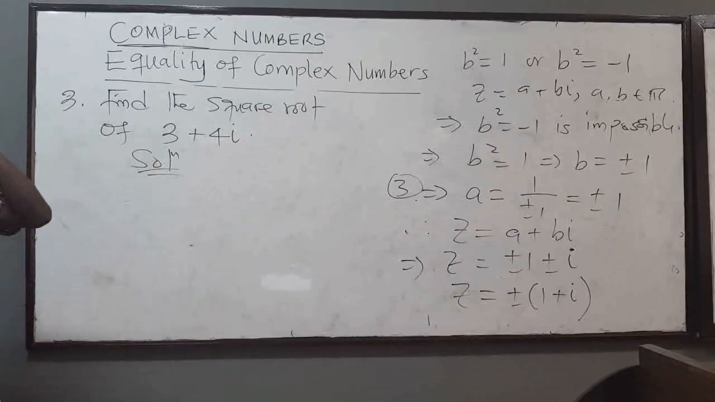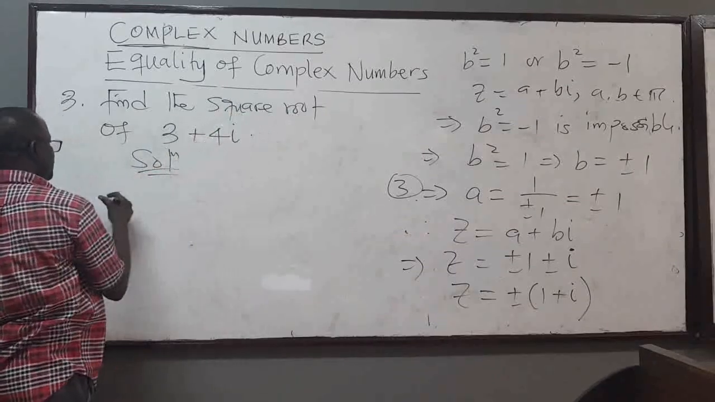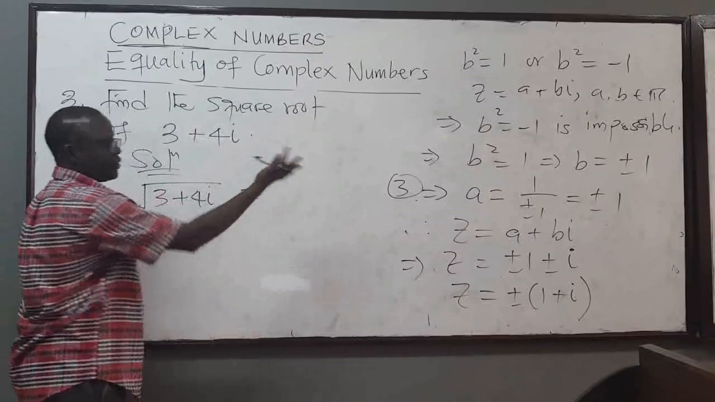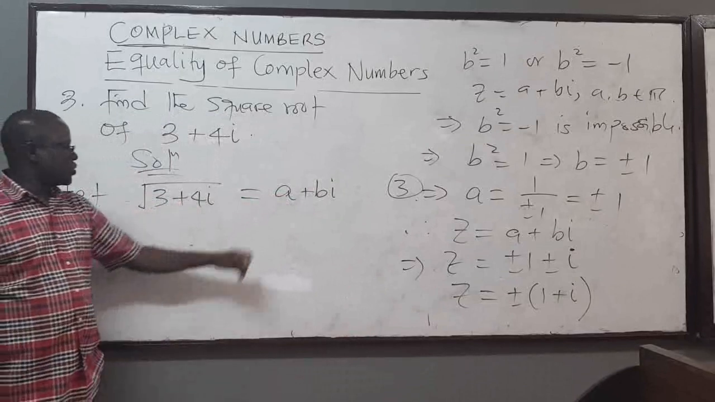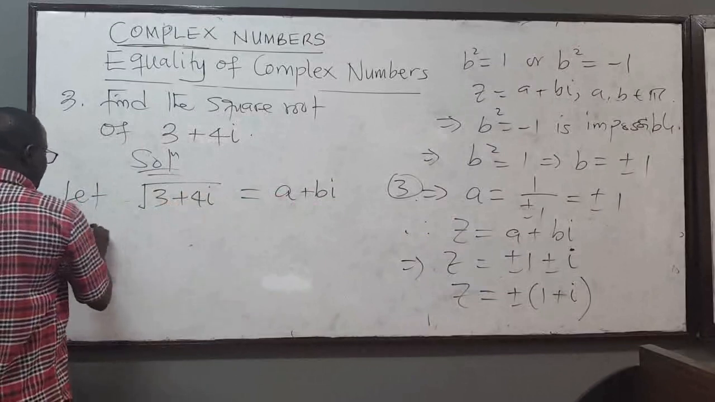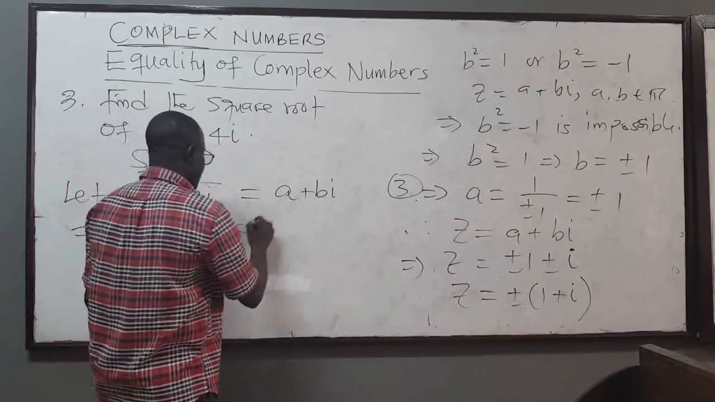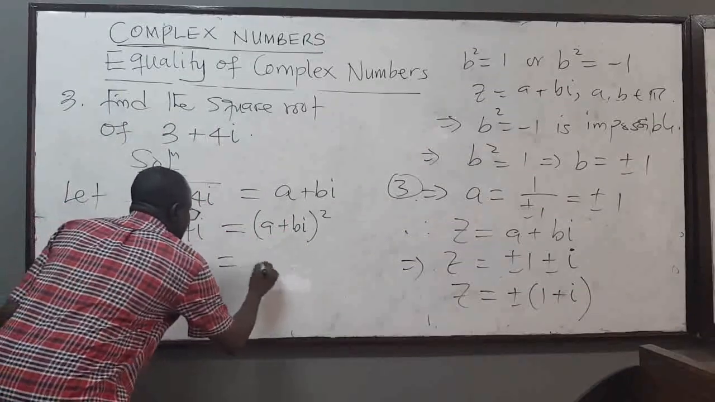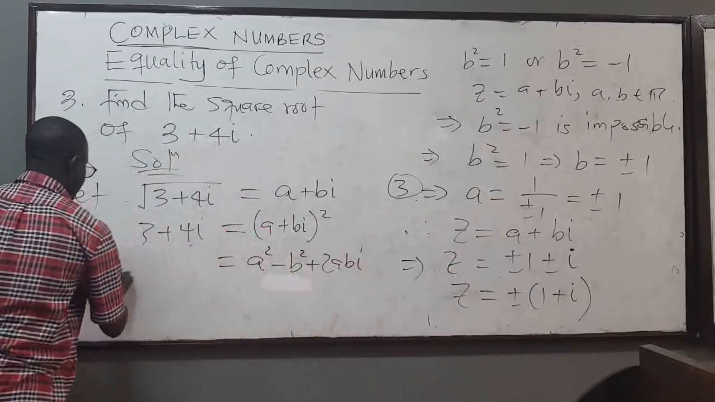Again, we are going to apply the equality of complex numbers. We want the square root, so let the square root of 3 plus 4i be equal to some complex number, let's call that a plus bi as usual, and then we try to solve for a and b, that's the plan. Since it's a square root, you can square both sides. When you square both sides, you have 3 plus 4i, and then square this side, (a plus bi) squared. Expanded, this is a squared minus b squared plus 2abi, which equals 3 plus 4i.